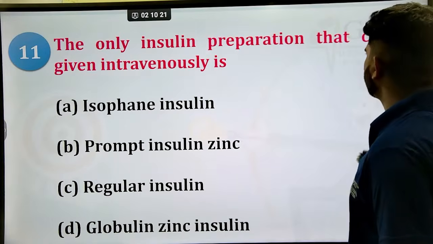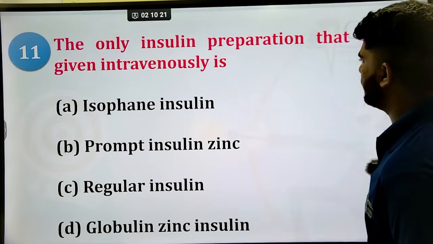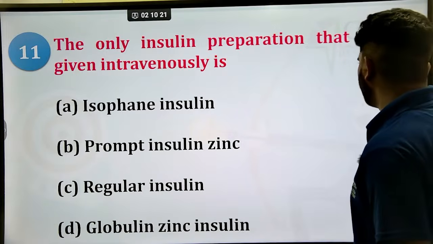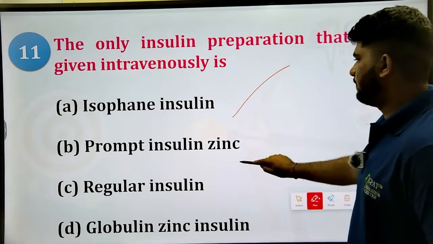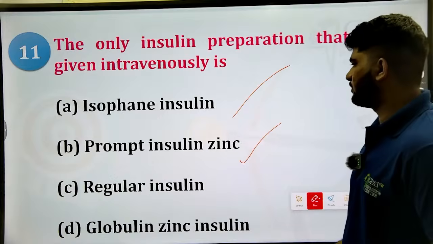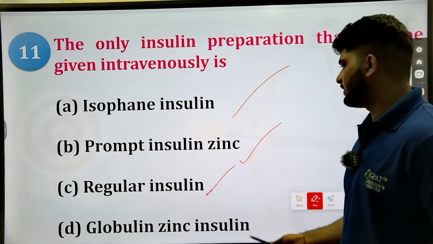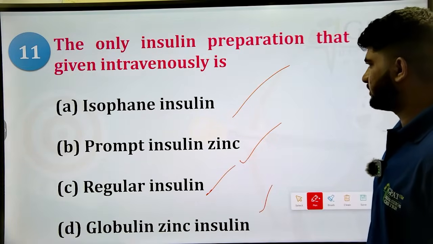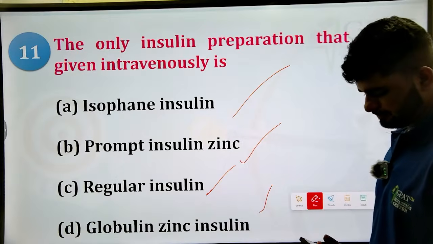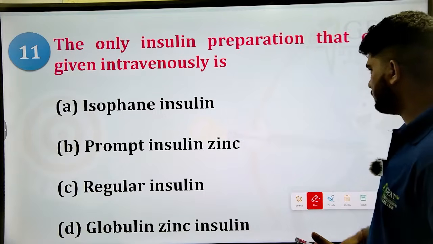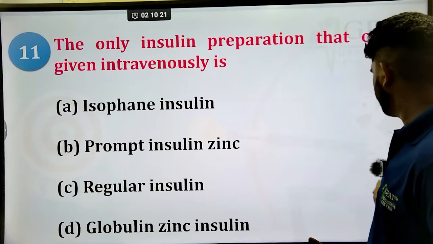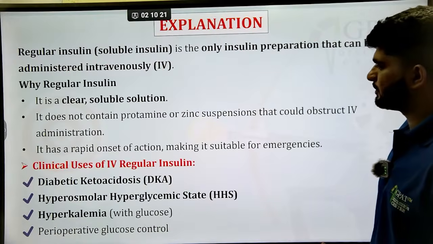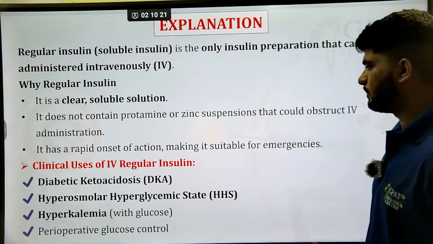The only insulin preparation that can be given intravenously is what? Isophane insulin, prompt insulin zinc, protamine zinc insulin, regular insulin, or globin zinc insulin. That is your regular insulin, which is given through IV. That you have to remember.